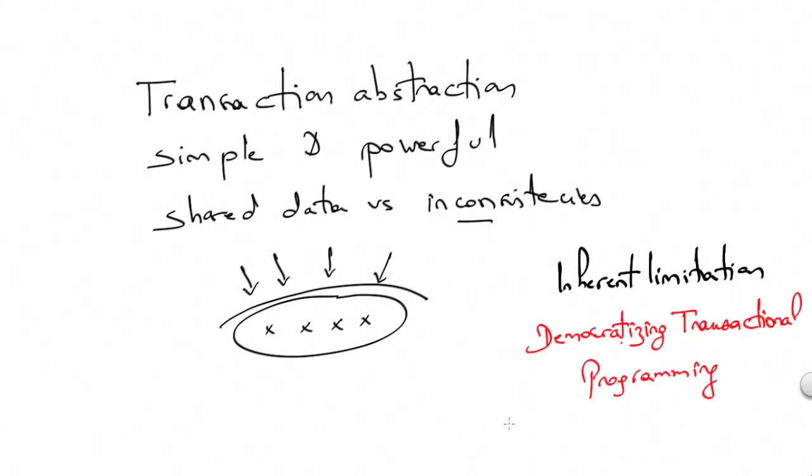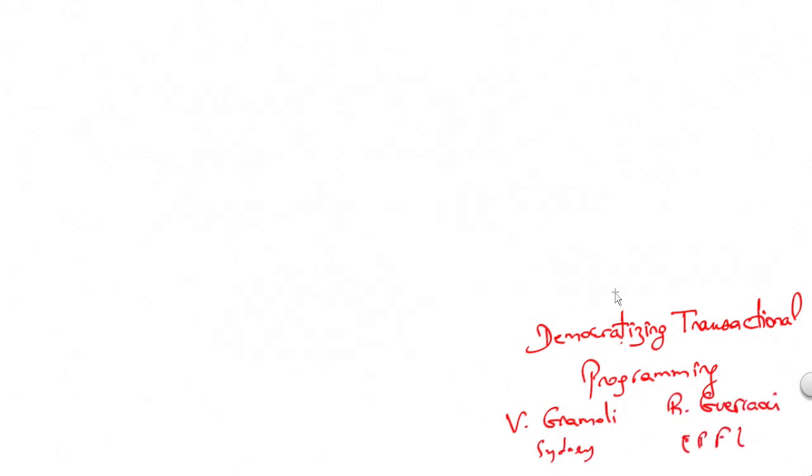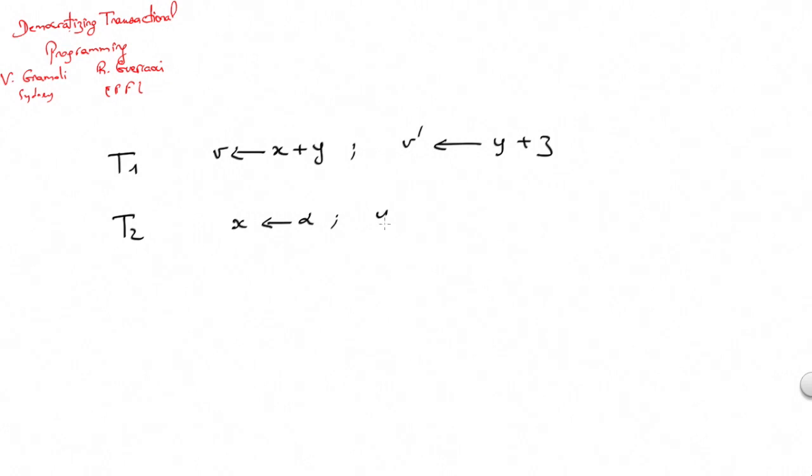Transactional Programming and co-authored by Vincent Gramoli from Sydney and Rachid Guerraoui from EPFL. Let's consider the two following computations. T1 assigns x plus y to v and then y plus z to v prime. And T2 assigns some value alpha to x, some value beta to y, and some value gamma to z. If this executes concurrently, there will be a risk that the accesses to x, y, and z lead to inconsistency.